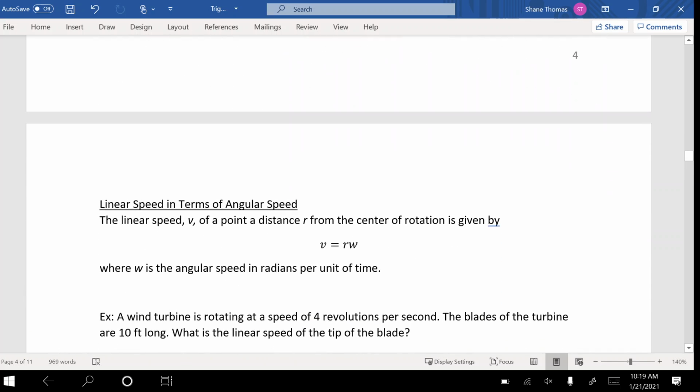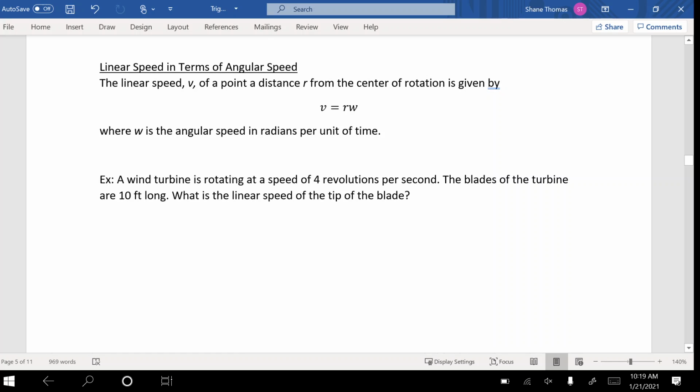Okay, so this next one, linear speed in terms of angular speed. So linear speed v of a point a distance r from the center of rotation is given by v equals r w, where w is the angular speed in radians per unit of time. Okay, so v is that linear speed.